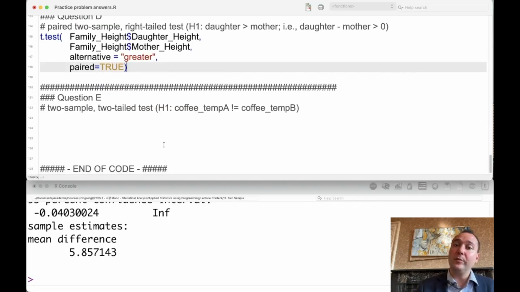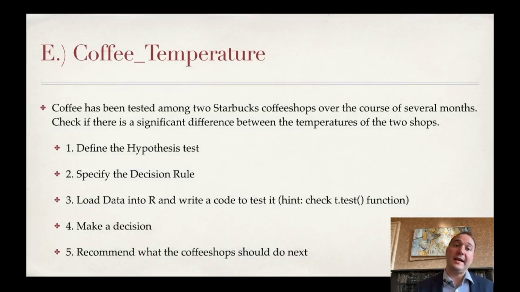All right, let's look at one more example here. Here is our last example, coffee temperature. Coffee has been tested among 2 Starbucks coffee shops over the course of several months. Check if there's a significant difference between the temperatures of the coffee in the 2 shops. In other words, as you usually see with Starbucks, they might be right across the street, and you want to test is the consistency of coffee temperature similar between the 2? Or is there a difference between the coffee temperature, right?